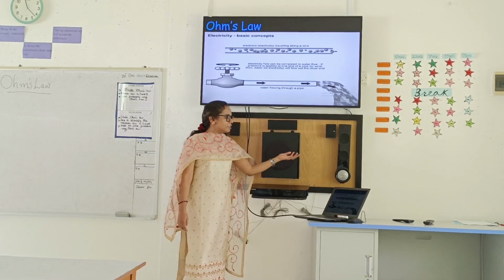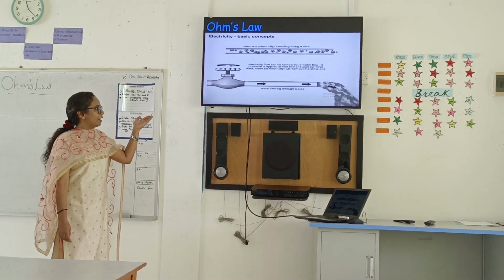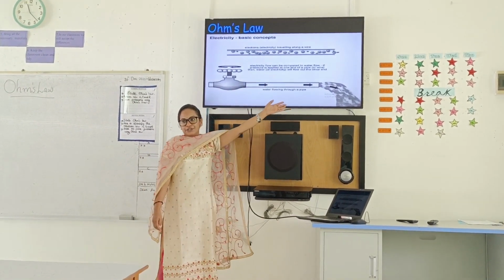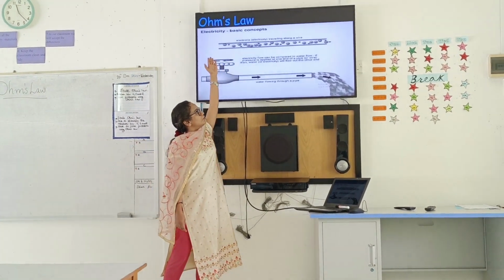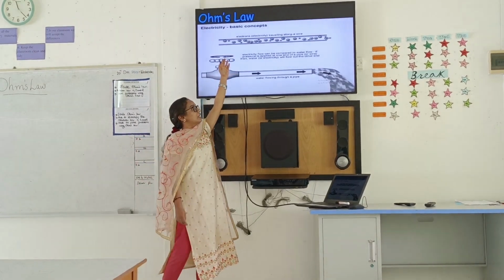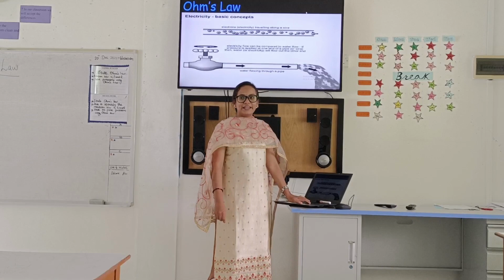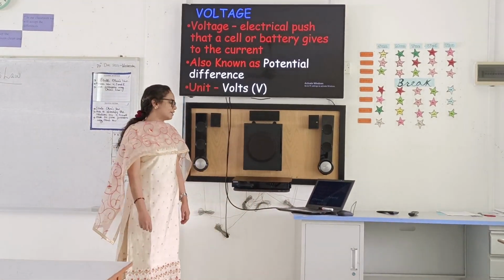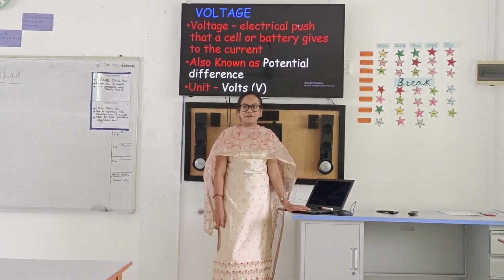So when we apply this Ohm's law in real life, it is similar to the flow of water in a pipe. Water flows from a high pressure region to a low pressure region, just like voltage, current flows from a high potential region to a low potential region. You know that current is the flow of charges. And voltage is the electrical push that a cell or battery gives to the current, and it is also known as the potential difference, and the unit is volt.